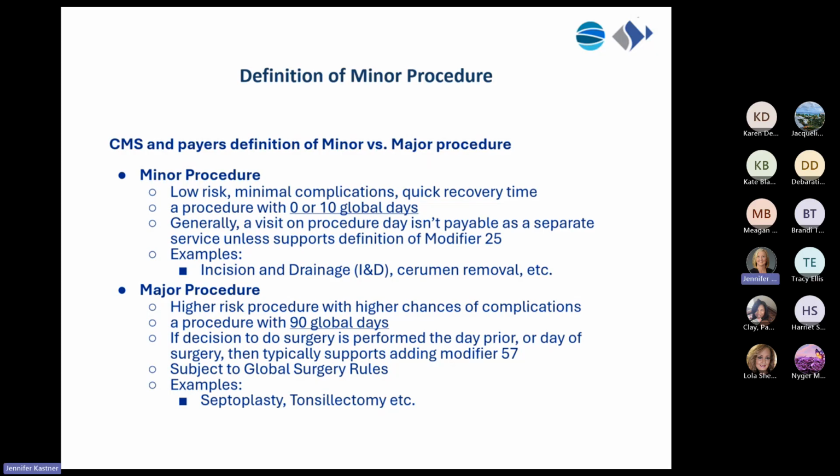On the other hand, a major procedure has a higher risk for complications and has a 90-day global period. Modifier 25 is never appropriate for these cases. And the only time an E&M should be billed on the same day prior to a major procedure is if an E&M service is occurring the day before or the day of, and it's related to the decision for surgery being made on one of those 2 days. And if it's appropriate, then that means Modifier 57 would be appropriate, not Modifier 25. An example of a major procedure includes tonsillectomy and septoplasty.